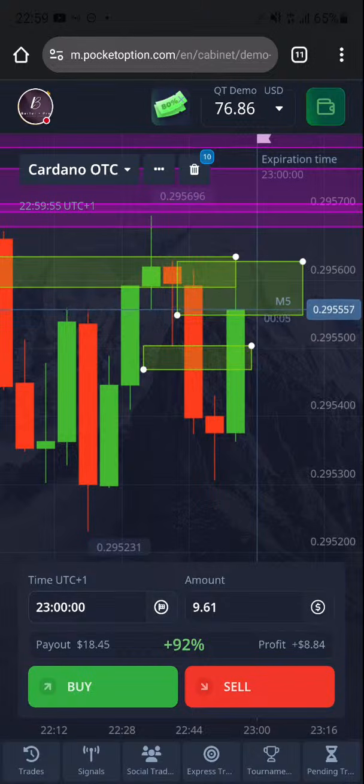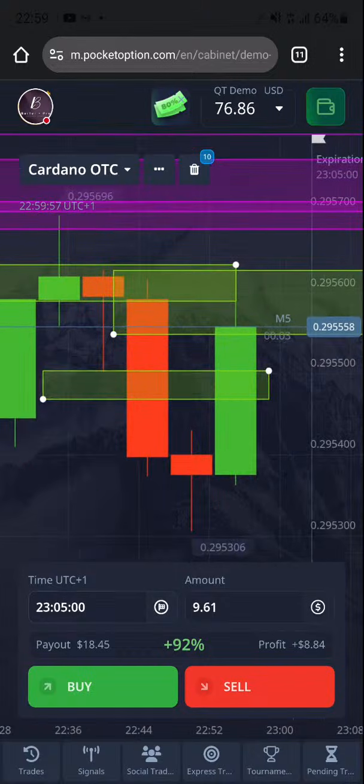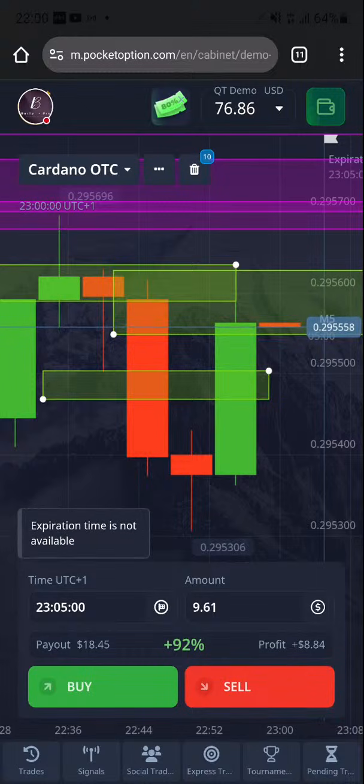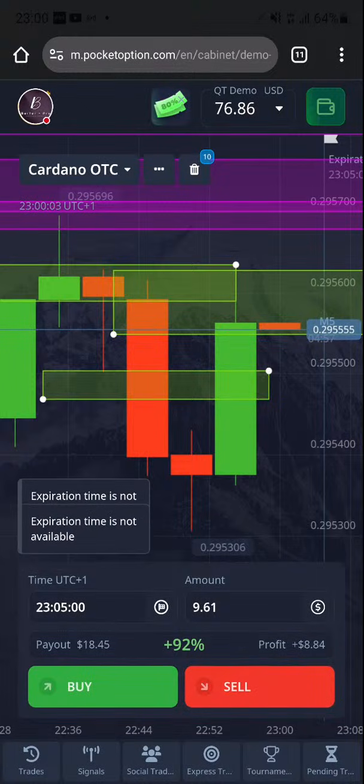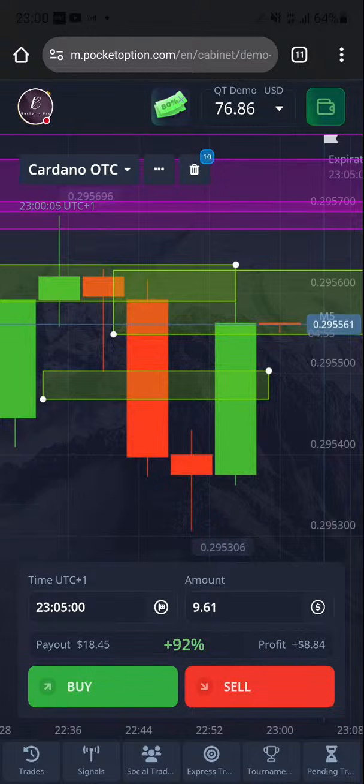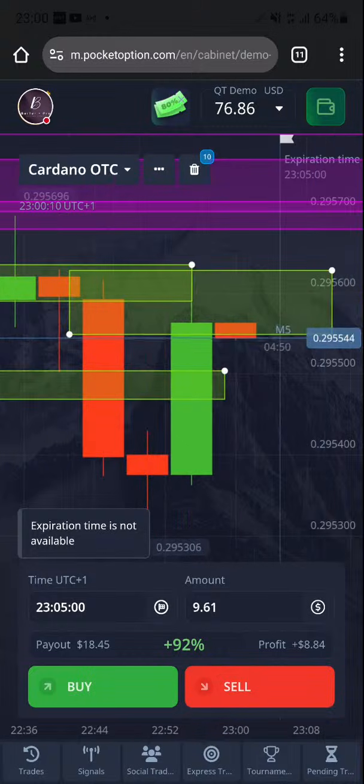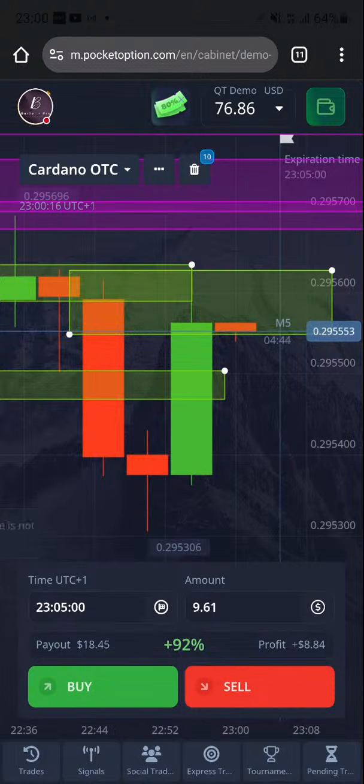We have a supply area here. I'm going to go with the sellers. I hope we don't have a gap down because I'm going to take it. Oh, come on. Why is it saying expiry time not available? What kind of thing is this? This thing happens and I don't know why it happens. Are they trying to say I should not take the trade?